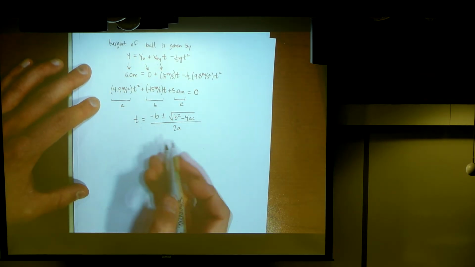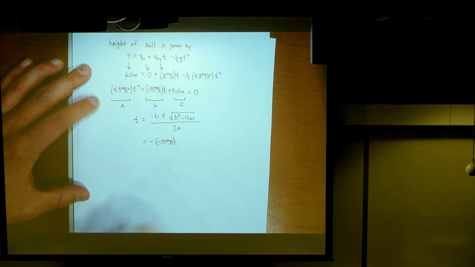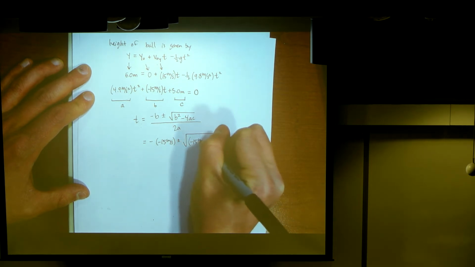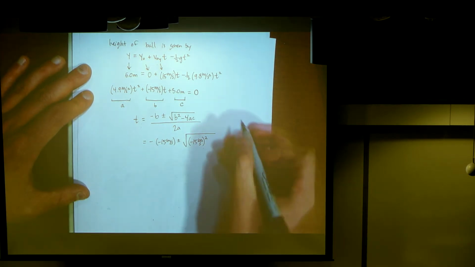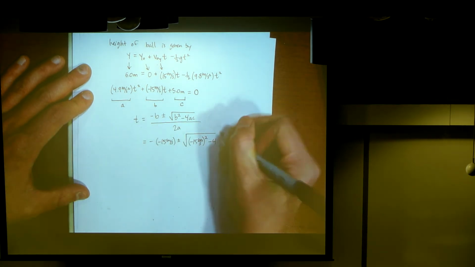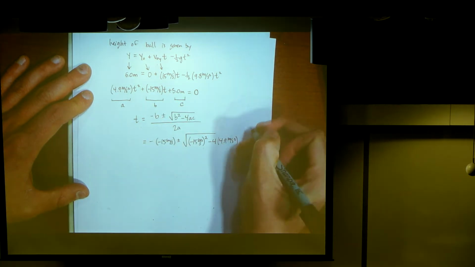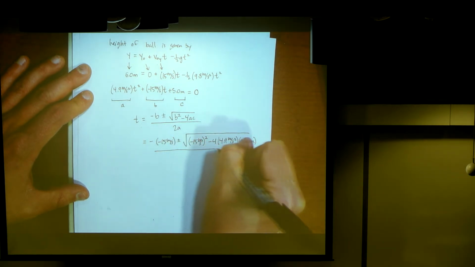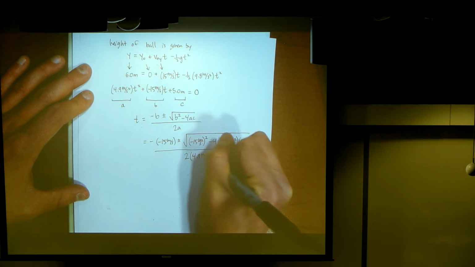Okay, negative b, that's negative minus 15 meters per second, plus or minus square root negative 15 meters per second squared. So when you square this negative number, it becomes positive. And then we have minus 4 times a. A is this number right here, 4.9 meters per second squared, times c, which is 5 meters. And then we divide all that by 2 times a, 2 times 4.9 meters per second squared.